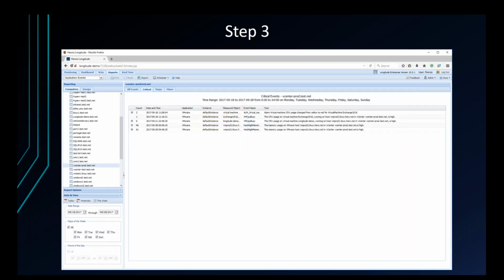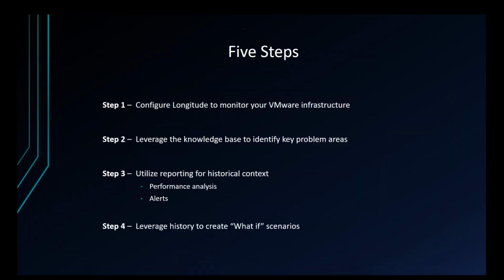Now, this is an example of a report that's related to alerts. So what we see here are alerts that are coming from both Longitude and vCenter. So Longitude is showing us what alerts were generated and when.